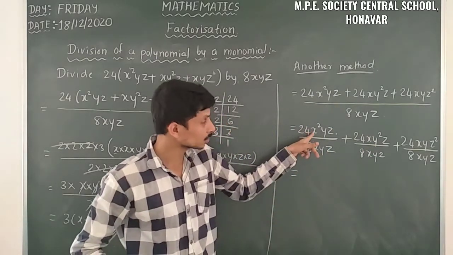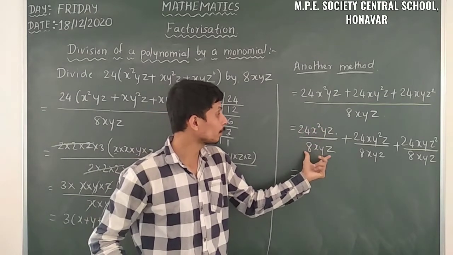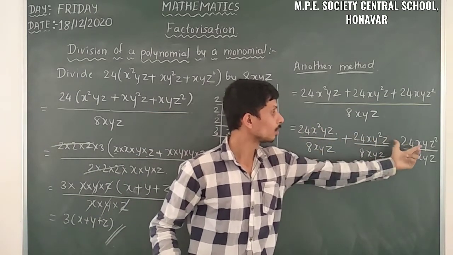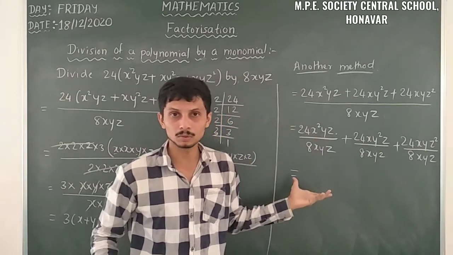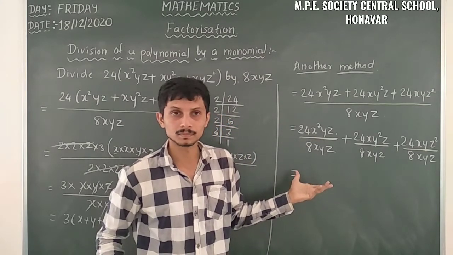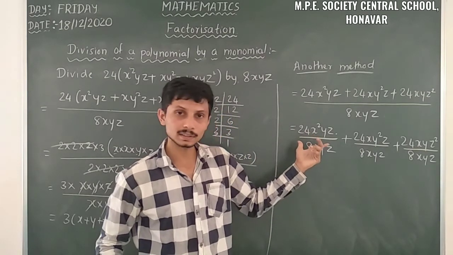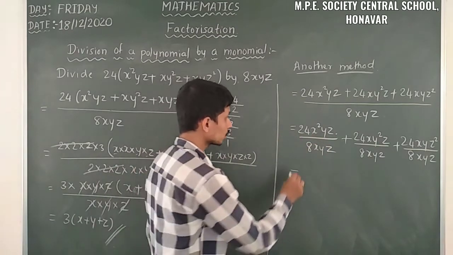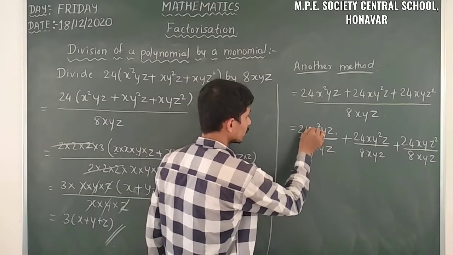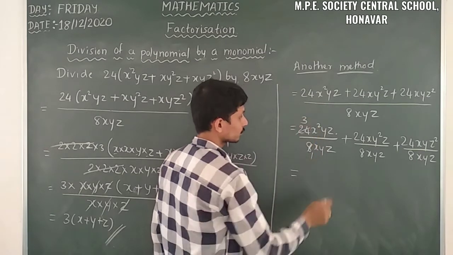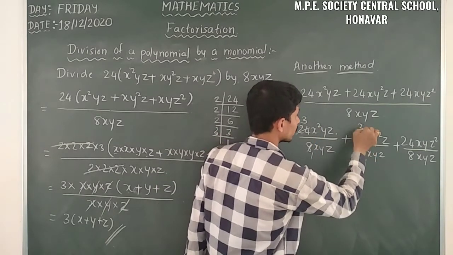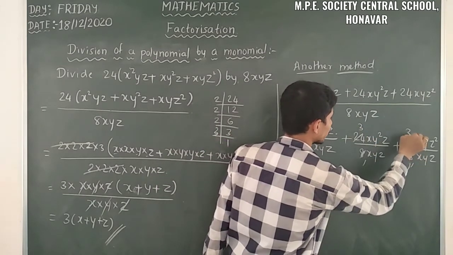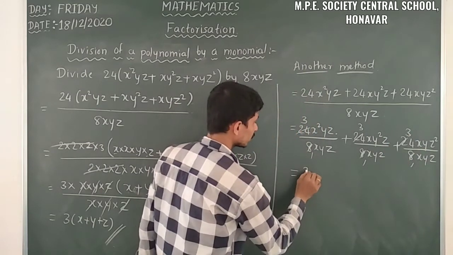So here also we just observe we have a monomial by a monomial, a monomial by a monomial, a monomial by a monomial. You can do that one easily. And here you can take that same, no problem. So 24, 8 into 1, 8 into 3, 8 into 1, 8 into 3. So here we have 3.